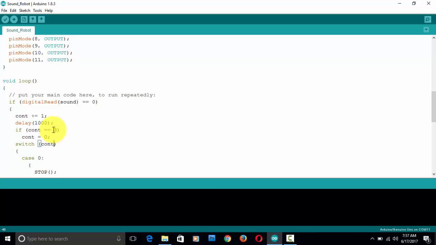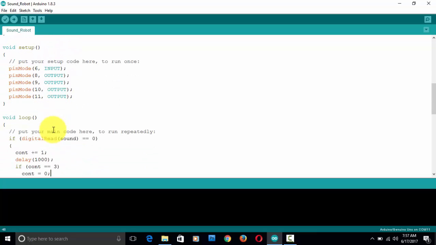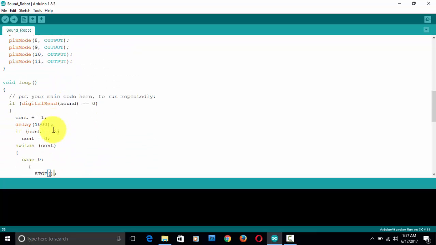Then I have taken a switch condition where if it is equal to 0. Now if we don't give power supply and just keep it on, then it will give me count equal to 0, because I have initialized count equal to 0 at first. You can see here, I have initialized it, count equals to 0. So basically it will be in stop condition.